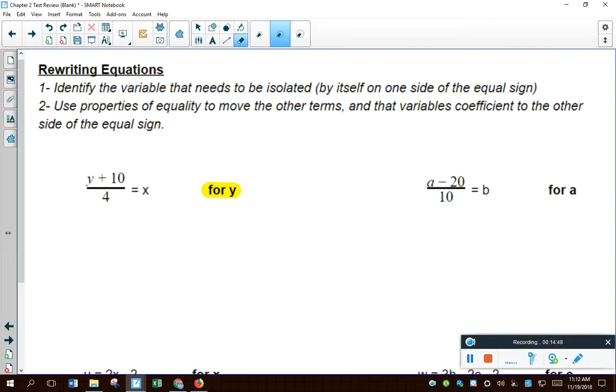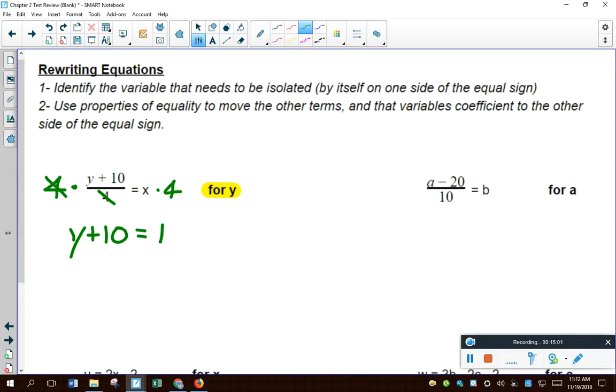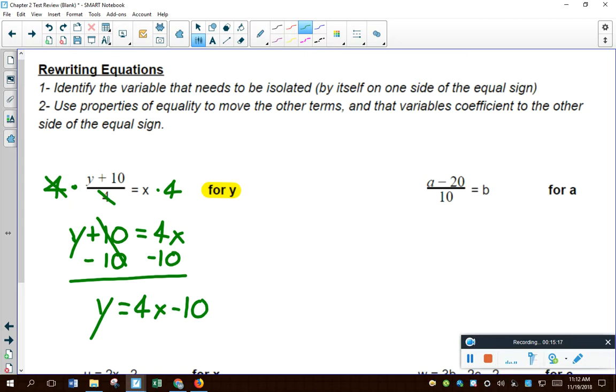Just like before when we dealt with giant fractions, I need to undo them by multiplying both sides by 4. 4's will cancel. We're left with y plus 10 is equal to 4x. To undo a plus 10, I'm going to subtract 10 from both sides. And we're left with y equals 4x minus 10. My y value is alone. We've solved the equation for y, or rewritten the equation in terms of y. So that is perfect. y equals 4x minus 10.